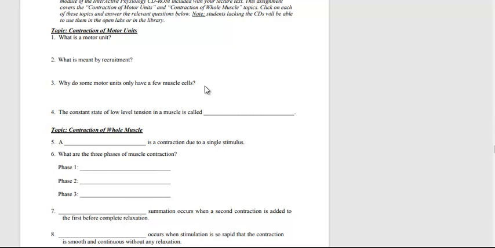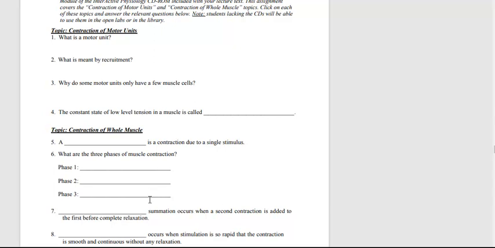And a constant state of low-level tension in a muscle is called tonus. A twitch is a contraction due to a single stimulus. So we watched that little frog's leg twitch every time they zapped it one time with electricity. Three phases of muscle contraction: you have your latent phase, and then you have your contraction and relaxation phases.